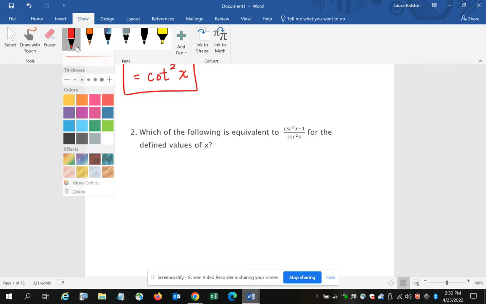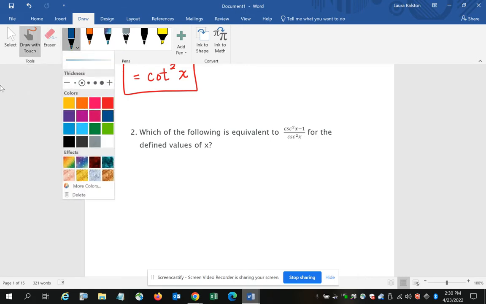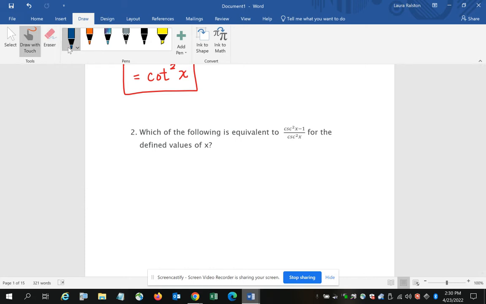Okay, so moving on to question number 2. Again, you're trying to rewrite this expression, cosecant squared x minus 1 divided by cosecant squared x, and simplify it. You may say, well, we've got a single trigonometric function. That's okay, but it does involve a fraction, so I want to see if I can simplify that. If I go back, we just saw that cosecant squared x equals cotangent squared x plus 1.